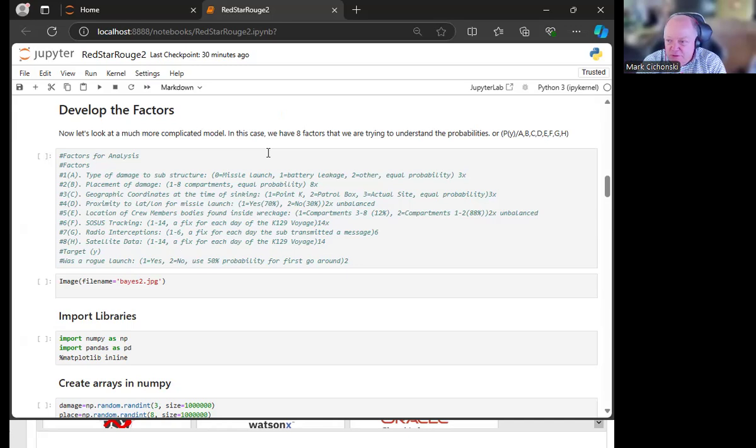The fifth one was the location where the crew members' bodies were found inside the wreckage. So based on where they were actually found, for compartments 3 to 8 there was a 12% chance, and for compartments 1 to 2 there was an 88% chance. The theory was that this rogue unit imprisoned all the actual crew in compartments 1 and 2.